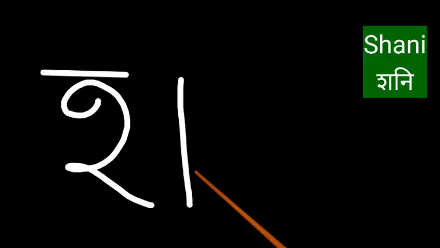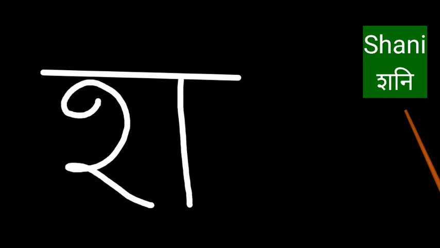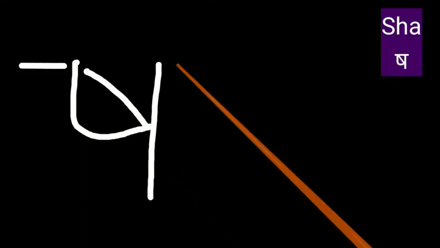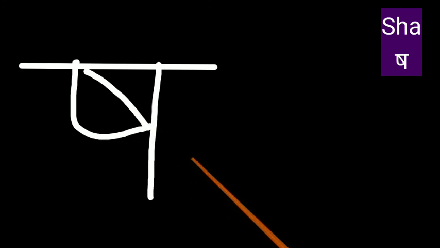Next is sh. One small circle, then half circle, then slanting line, then standing line, vertical line in front, then horizontal line on the top. It's called sh. Word is shani. Next is sh. Just draw like a P. Upward half circle join with vertical lines and one horizontal line on the top. In the middle of P there is one slanting line. It's called sh.